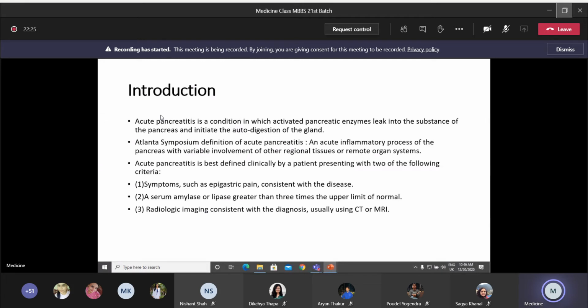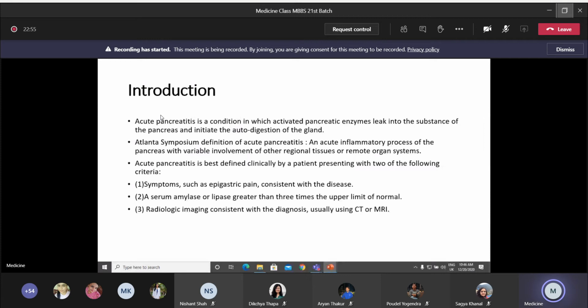So it was again defined by two other conditions, in which there are three characteristic features, out of which two have to be present to label acute pancreatitis. One is symptoms, and the main symptom is epigastric pain consistent with the disease, meaning it is radiating to the back or associated with a meal, which has the characteristics of acute pancreatitis.